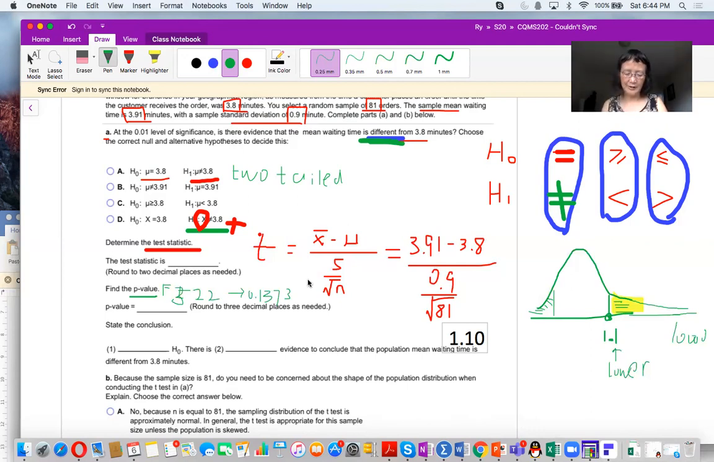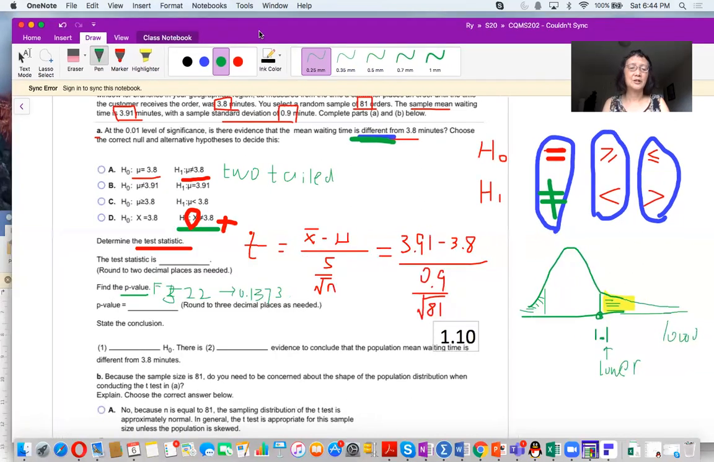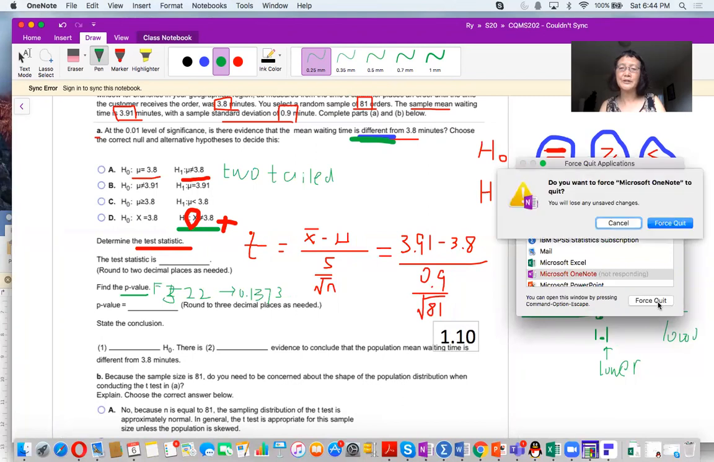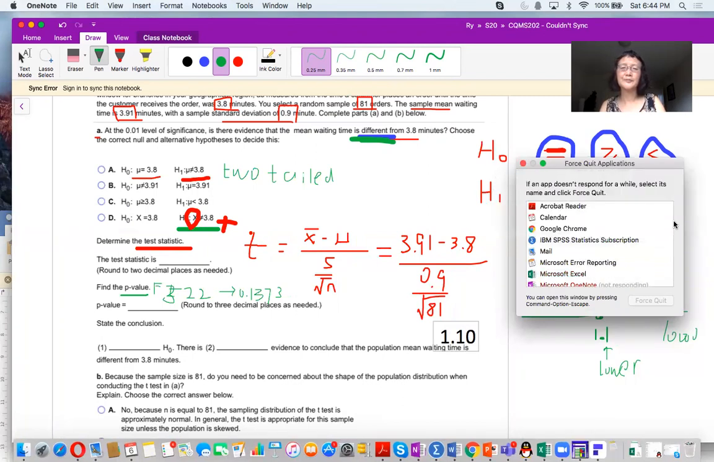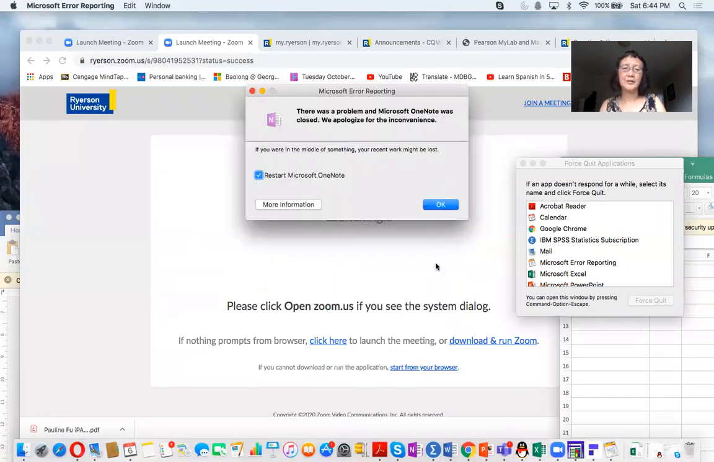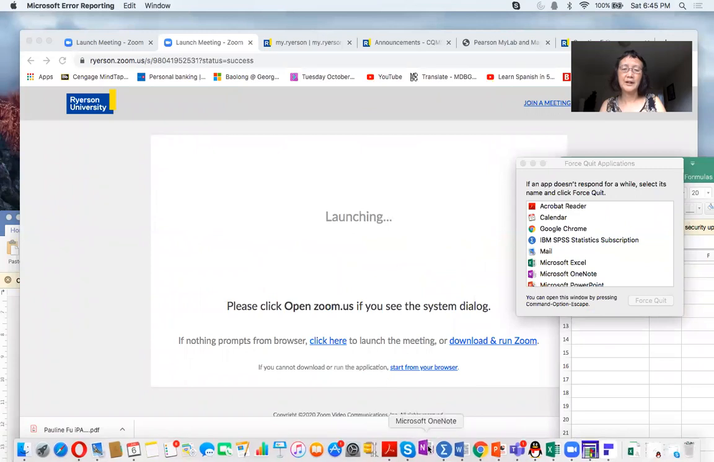So this is question 12. Remember you multiply by 2, okay? So I can't move my mouse, so I have to quit this OneNote and start all over again. So I'm going to force quit. And then I will, there was a problem, okay. And then I will open it again.